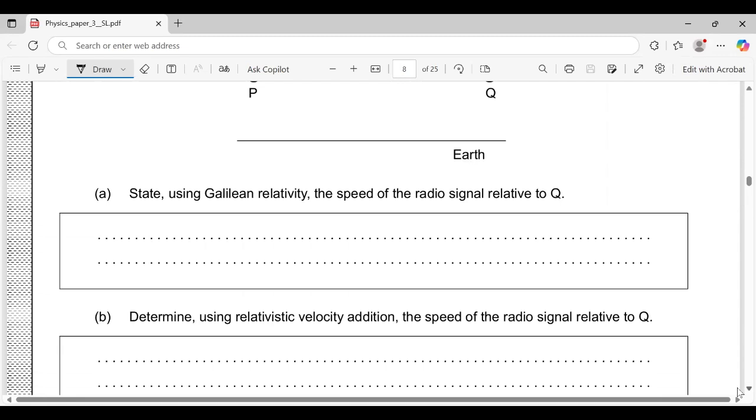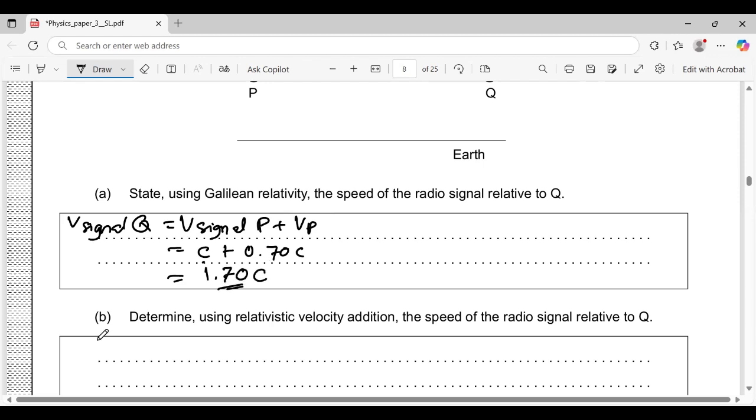Okay, so we can determine the speed using the Galilean velocity addition formula: v of signal relative to Q equals v of signal relative to P plus v of P. So it is equal to c plus 0.70c. c is the speed of the radio signal relative to P.